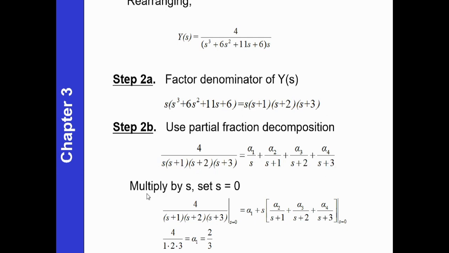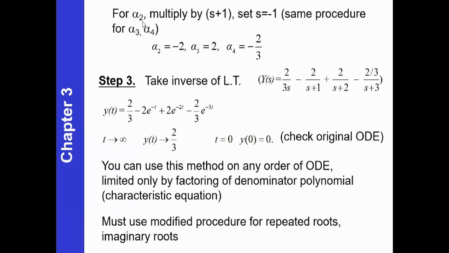And then we can multiply by s and set s equal to 0, the limit. Then you obtain 4 over 1 times 2 times 3 equals alpha 1, equal to 2 over 3. For alpha 2, multiply by s plus 1 and set s equal to minus 1, which is the same procedure for alpha 3 and alpha 4. You obtain alpha 2 equal to minus 2, alpha 3 equal to 2, and alpha 4 equal to minus 2 over 3.